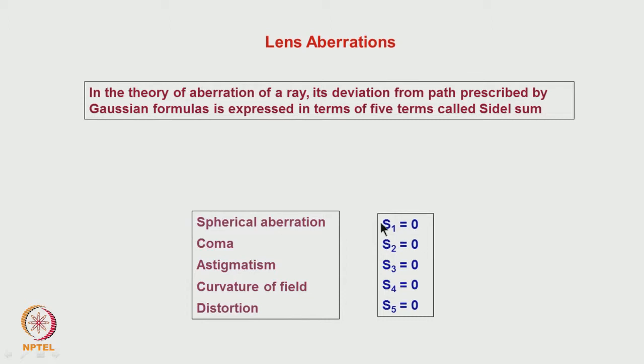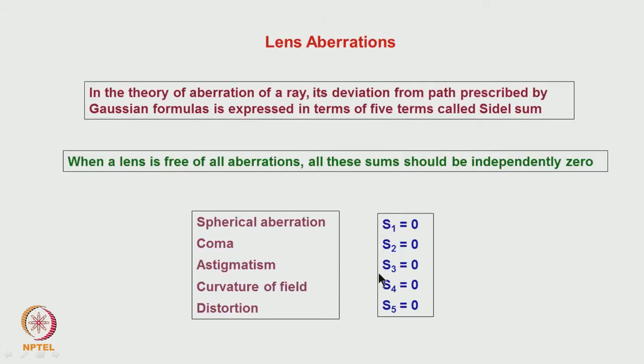If you go into the theory of lens aberrations, they use what are called the Seidel terms. These terms have to be independently made equal to 0. That means we cannot use one aberration to correct another, so that at a particular point it looks as if the aberration is corrected in some region. Each aberration has to be independently corrected. That is what it means. These are all the aberrations connected with a lens.